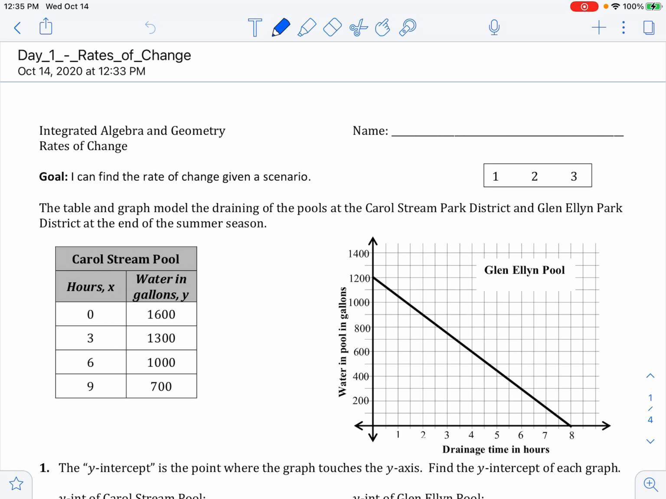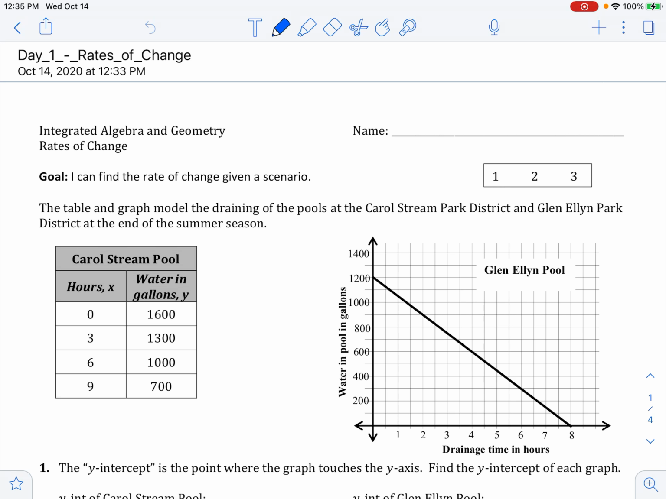Okay, so today we're talking about rates of change. Our goal for today is I can find the rate of change given a scenario. So go ahead and pre-rate yourself on this. Do you know what rate of change is? If you're like, yep, I can do all this already by myself, give yourself a 3. If you're like, I don't know what a rate of change is, give yourself a 1.